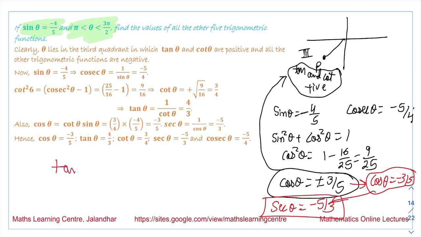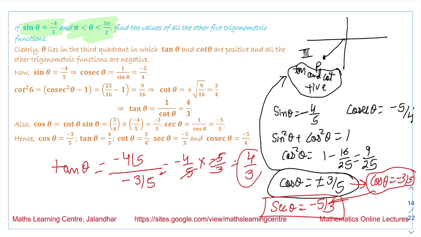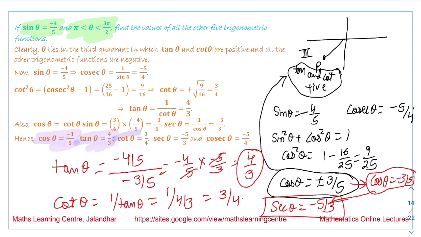Next we have to calculate the value of tan theta. So tan theta will be sin theta over cos theta. This is equal to minus 4 by 5 into minus 5 by 3. So the answer we obtain is 4 by 3. And the value of cot theta will be 1 over tan theta, that is equal to 1 over 4 by 3. The answer we obtain is 3 by 4. So these are the values of cos theta, tan theta, cot theta, secant theta and cosecant theta.